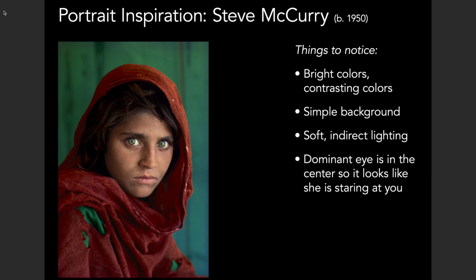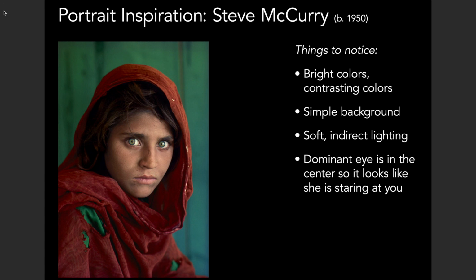So red and green are opposites on the color wheel, which means that they make each other feel brighter. They make each other pop more. So there's a unity with the green underdress that she has, the green background, and her green eyes. Those all draw each other out. And then the red that separates all of those creates contrast and creates pop.